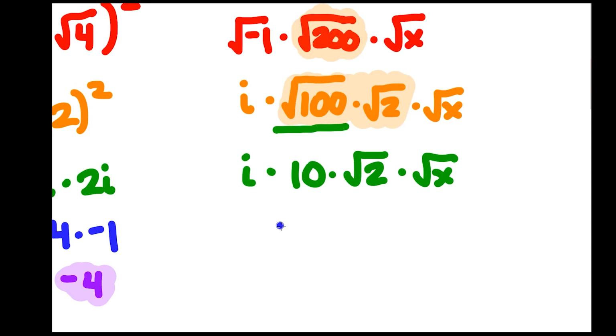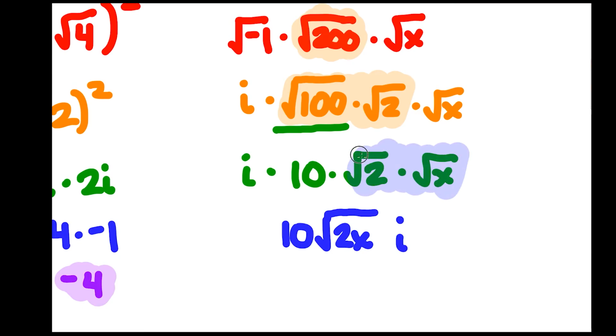So it's basically going to be 10 times the square root of 2x times i. It is really important to understand that the i is not underneath the square root, so you don't want to mess that up. I did combine these two because they're the only square roots left, so you can combine them. If you recall from previous math courses, you're allowed to do that at the end to fully simplify the problem, and you end up with that as your answer.